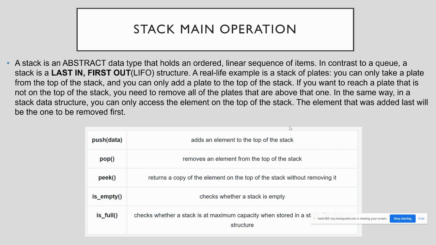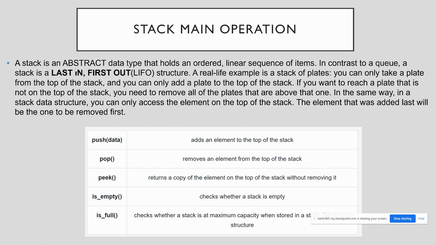So, stack main operation. A stack is an abstract data type that holds an ordered, linear sequence of items, in contrast to a queue. So a stack is last in, as I mentioned earlier, first out. Sometimes we refer to it as LIFO, as in last in, first out. And if you say that to yourself, it kind of helps you remember when you hear stack again in the future. Last in, first out structure. As I said, a stack is an abstract data type. Abstract, which I'll explain in a minute as well, just to give you a better understanding.